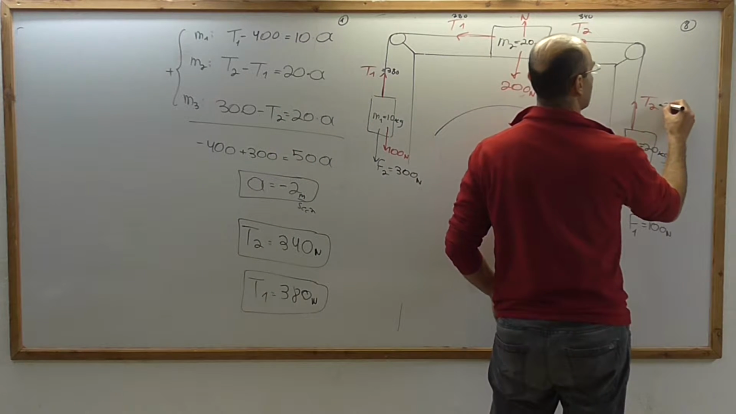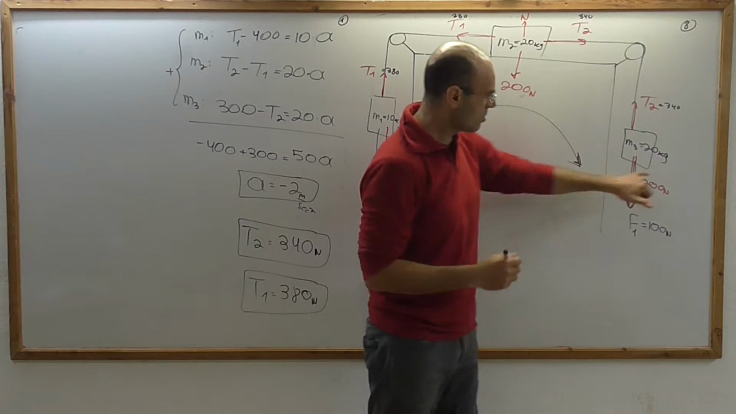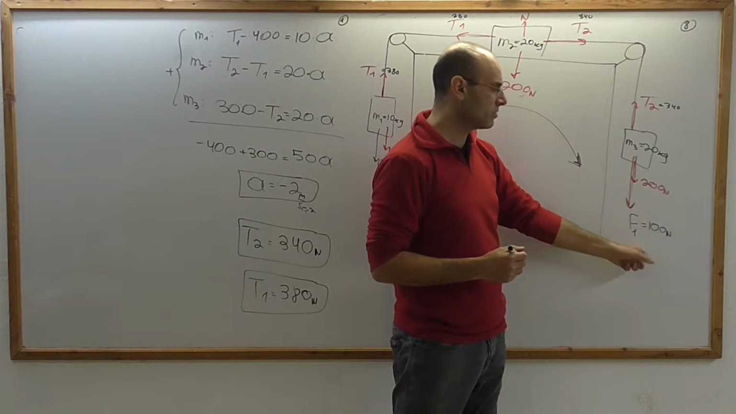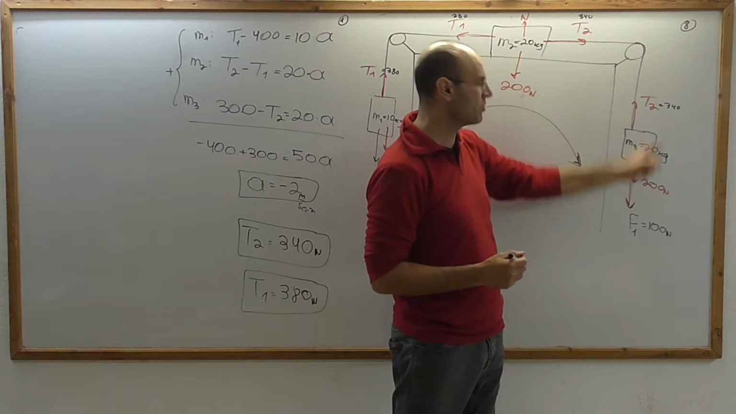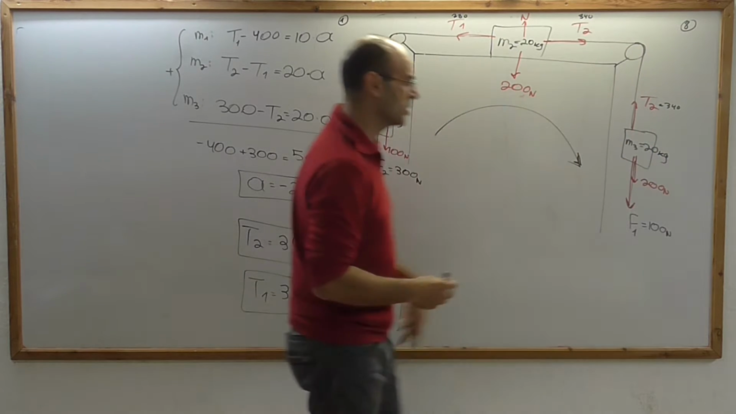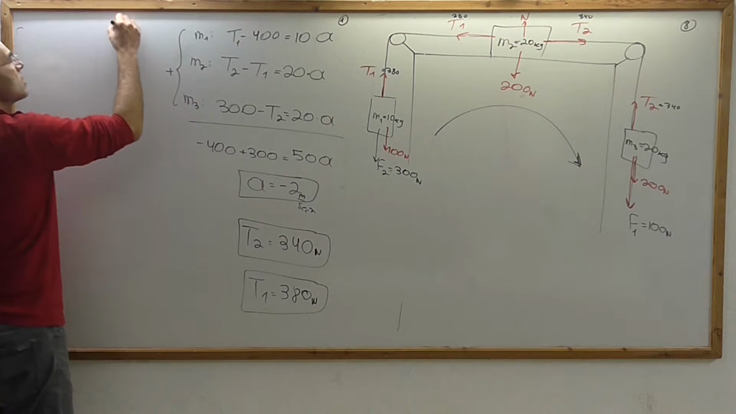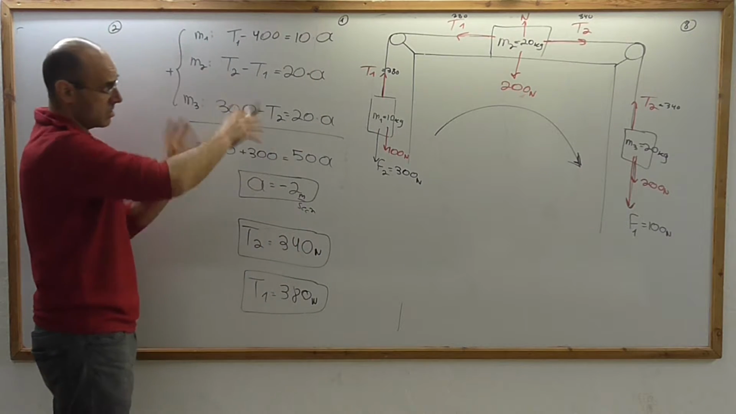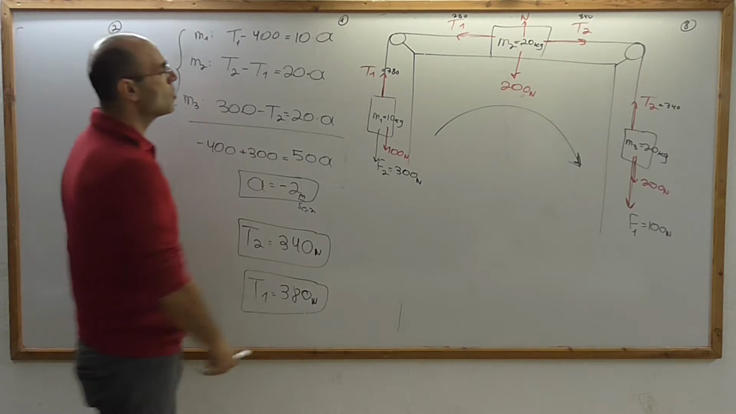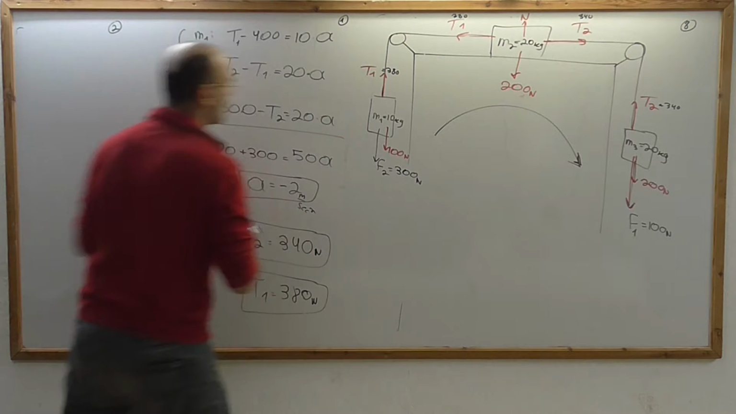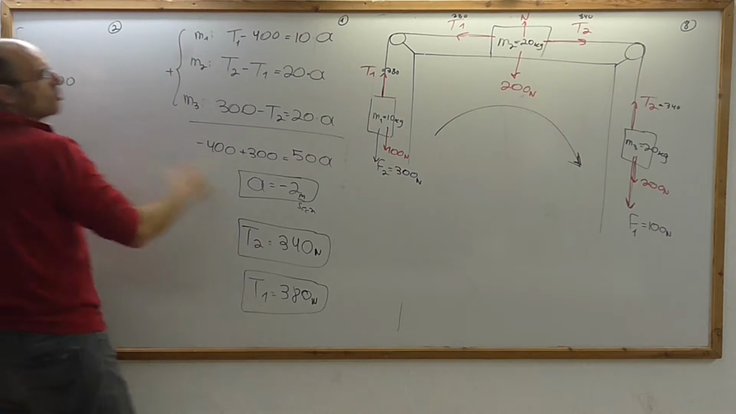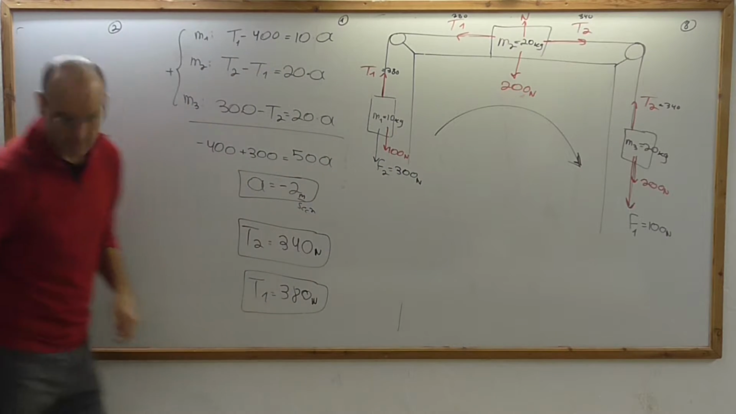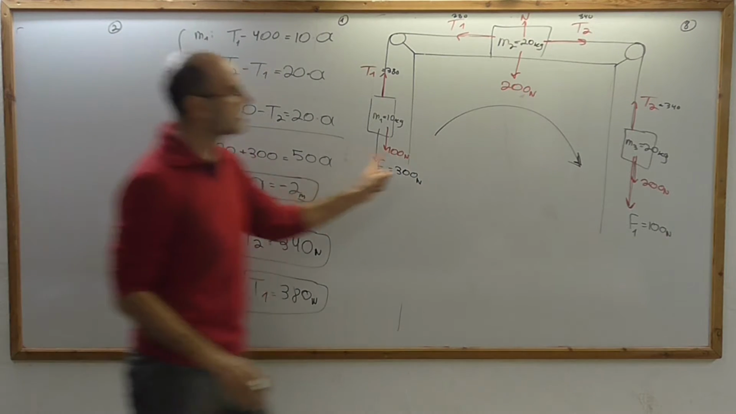40 really equals 20 times 2 in that direction. This one is 340. This is 300. 340 minus 300 is 40 up. 40 up really equals 20 times 2 in that direction. We could have solved it as a whole, looking at the system as one. So all the external forces in that direction are 400.